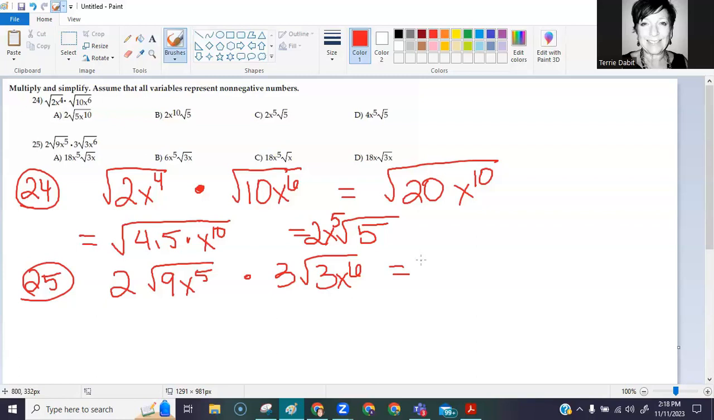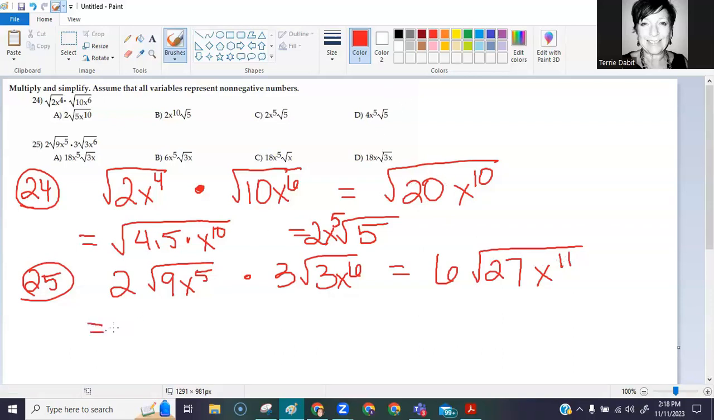First thing I'm going to do is multiply them together. On the outside, 2 times 3 will give me a 6. On the inside, it looks like I have 9 times 3 is 27, and then I have x to the 11th power because 5 plus 6 is 11.